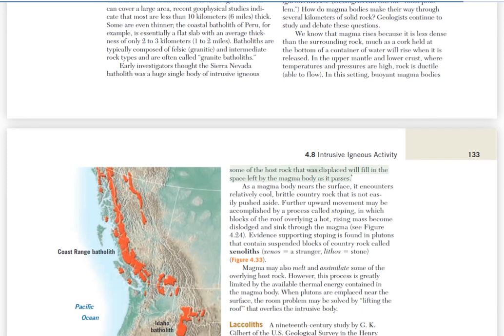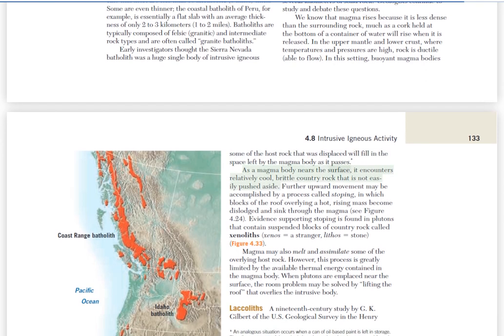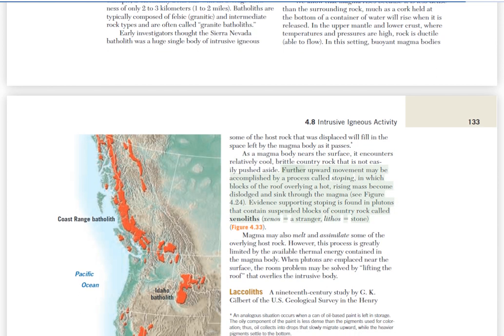Some of the host rock that was displaced will fill in the space left by the magma body as it passes. As a magma body nears the surface, it encounters relatively cool, brittle country rock that is not easily pushed aside. Further upward movement may be accomplished by a process called stoping, in which blocks of the roof overlying a hot, rising mass become dislodged and sink through the magma.